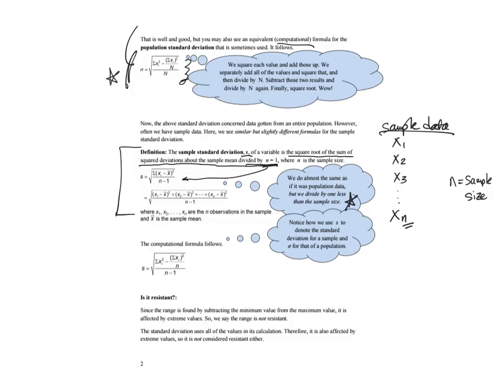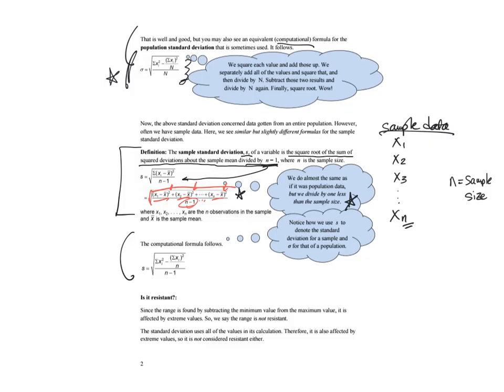Okay? In each case, we're going to take each value, subtract off the mean, square, take each value, subtract off the mean, square, and so on, and then add them all up, divide by n minus 1, square root it, and I get the sample standard deviation. And once again, the computational formula is down here as well.